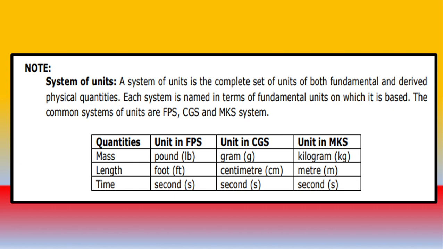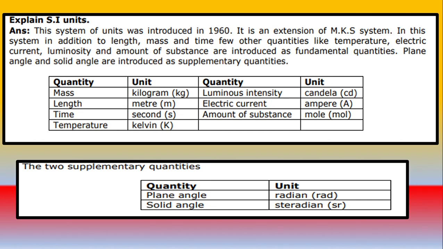As the years went by, we had many other physical quantities like temperature, luminous intensity, electric current, amount of substance. So these units were introduced in science and we have to measure them. So one more new system came, that is the SI unit, the International System of Units. It's an extension of the MKS unit system. Mass, as you already know, the unit is kilogram, length meter, time second. Temperature we can measure with the unit kelvin, luminous intensity candela, electric current ampere, and amount of substance mole.